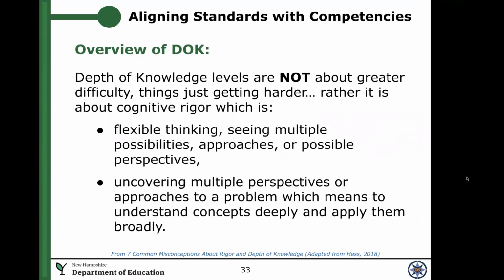An important part of competencies and the standards is the depth of knowledge, but it's important to know that the depth of knowledge levels are not about greater difficulty and things just getting harder. It's about the cognitive rigor that's involved in it. So we want to see flexible thinking, seeing multiple possibilities, approaches, and possible perspectives. And that all ties into procedural fluency in mathematics too. Is a student just mimicking a procedure, or do they have flexible thinking and can see multiple possibilities depending on the context? It's also uncovering multiple perspectives or approaches to a problem, which means understanding the concepts deeply and applying them broadly.